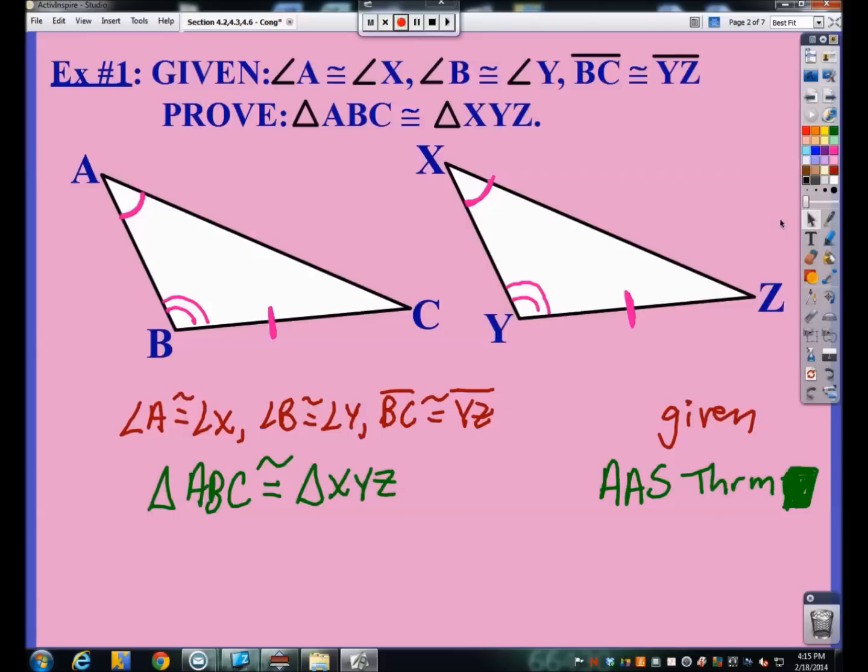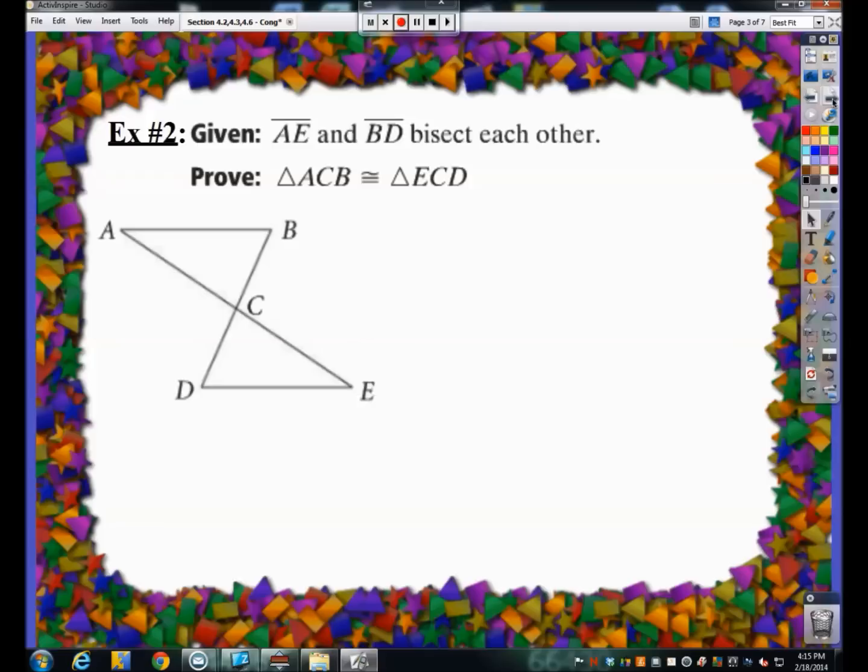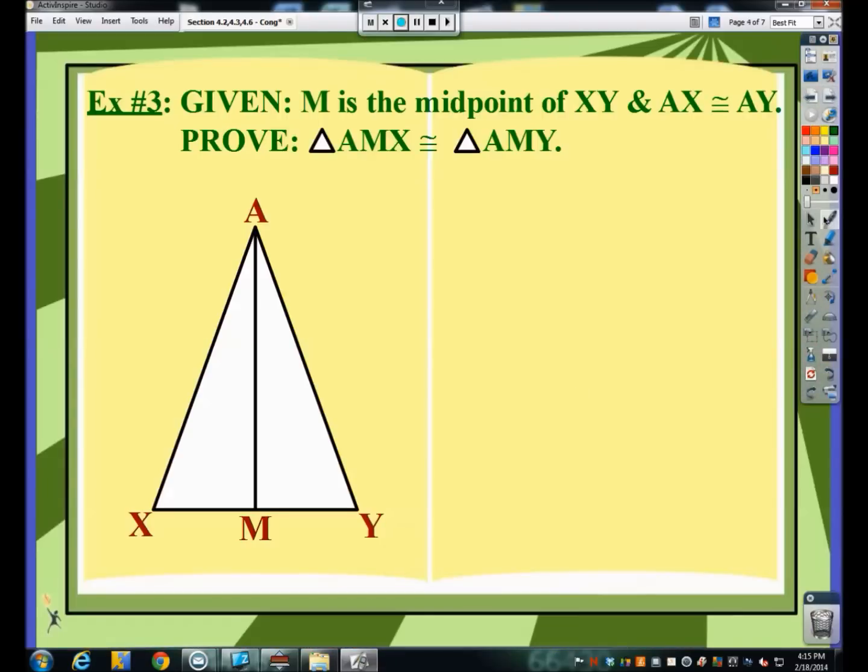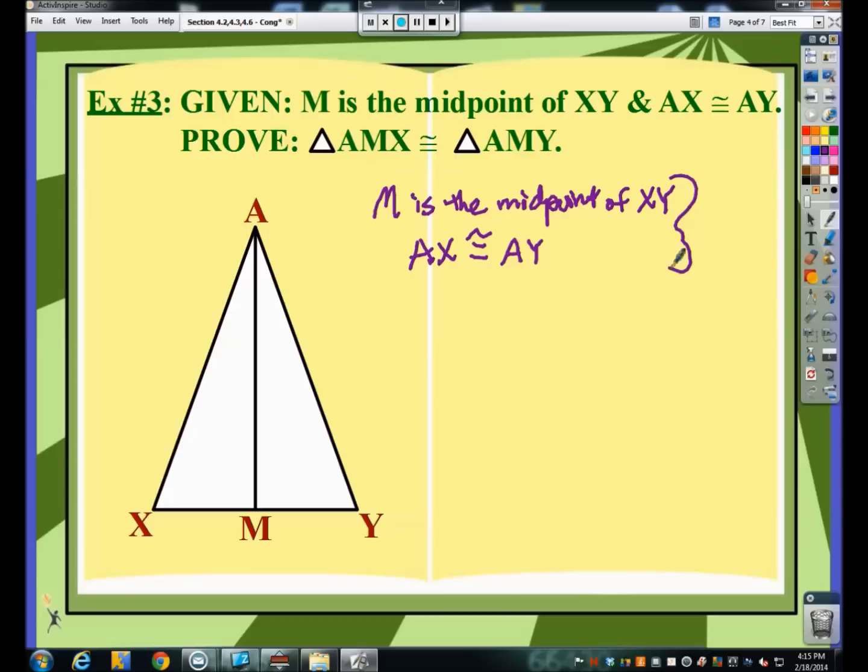So now let's do example 3. Skip 2, go to 3, where it's not going to just come out and bite us and be done. We're going to have to do a little bit of work here. So I'm going to go ahead and write my given information here. M is the midpoint of XY. And we're also told that AX is congruent to AY. So both of these represent our given information.